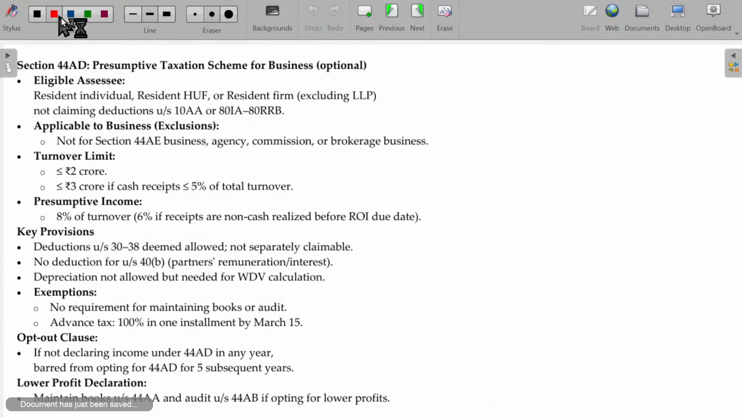Let's start with 44AD. Presumptive taxation scheme for business. This is optional. From this, it is very easy to understand. If you don't go for this one, automatically what you have to do? You have to follow section 44AA provisions to maintain the books of accounts, as well as get your books of accounts audited under section 44AB. So, do you want to go for 44AD or this one? That's your choice. Is that clear? Now, this 44AD is not applicable for all, only for some selected people. So, I am going to cover those things now.